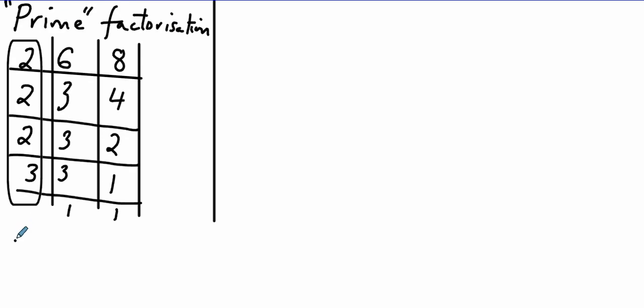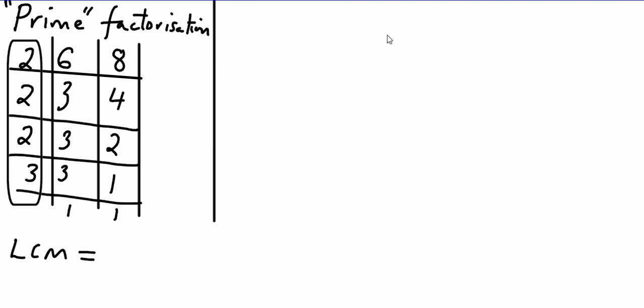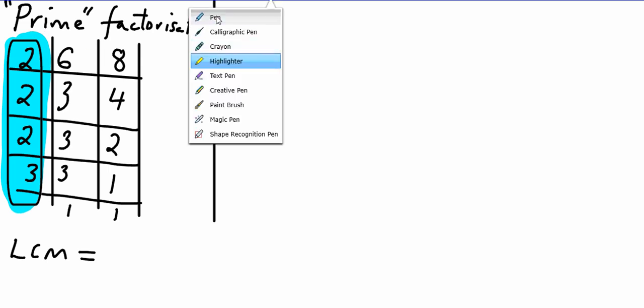So our LCM, or the lowest common multiple of 6 and 8, will be equal to I multiply all these numbers. Let me pick up the highlighter and show you the numbers which I'm talking about. These are the numbers which we have to multiply in order for us to get what we call the LCM of those two numbers, 6 and 8.